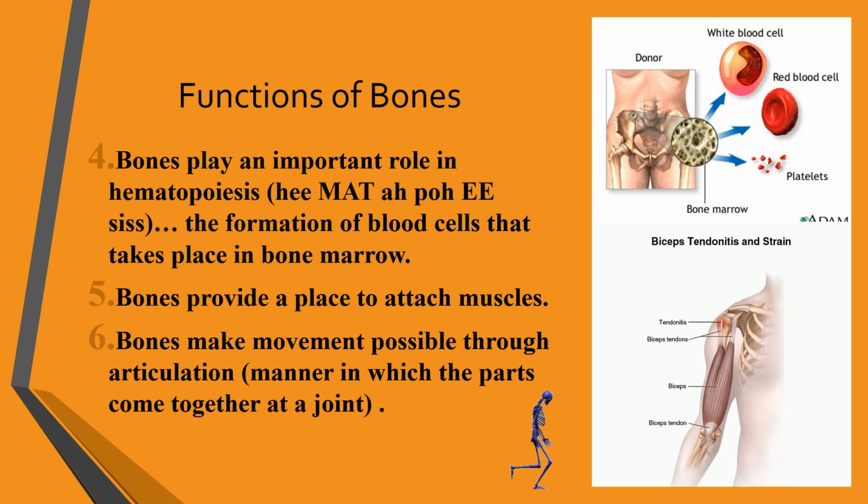Number 4. Bone plays an important role in hematopoiesis, the formation of blood cells that takes place in bone marrow. Number 5. Bones provide a place to attach muscles. Number 6. Bones make movement possible through articulation, the manner in which parts come together at a joint.